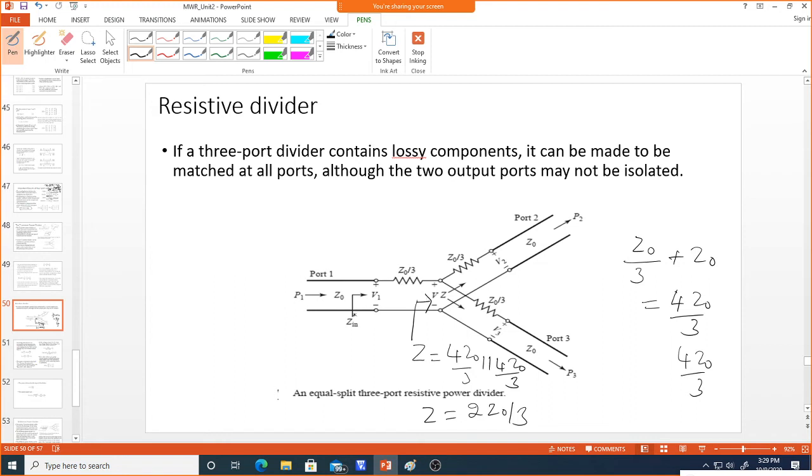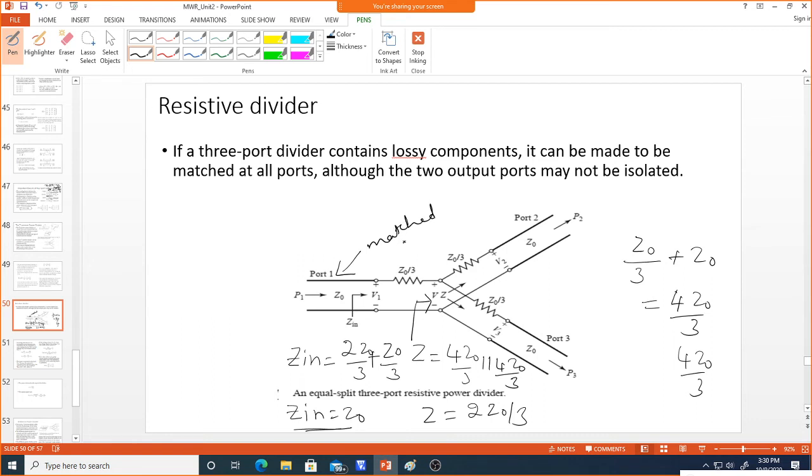So now if I want to calculate the input impedance, it is whatever the impedance looking at this point plus Z0 by 3. So what will be your input impedance now? It will be 2Z0 by 3 plus again Z0 by 3. So this will give Zin equal to Z0. That will be the matched condition for this port 1.